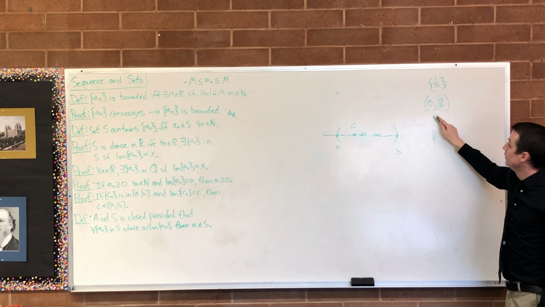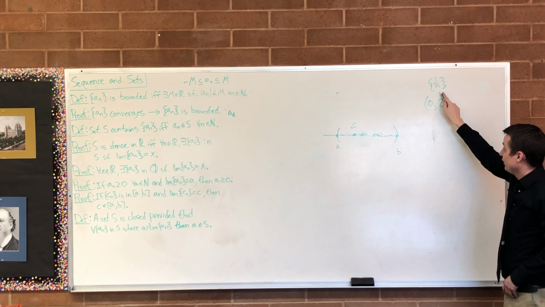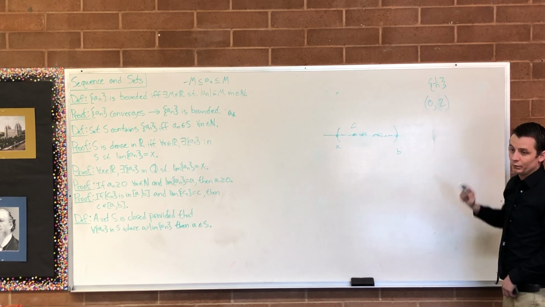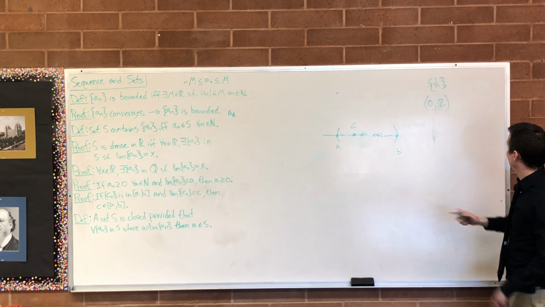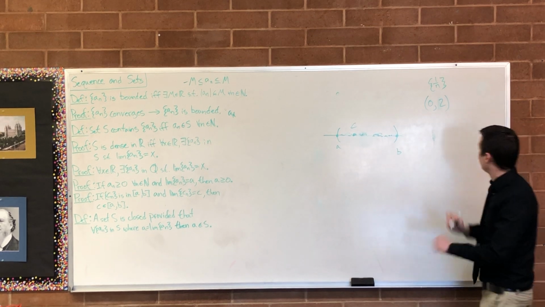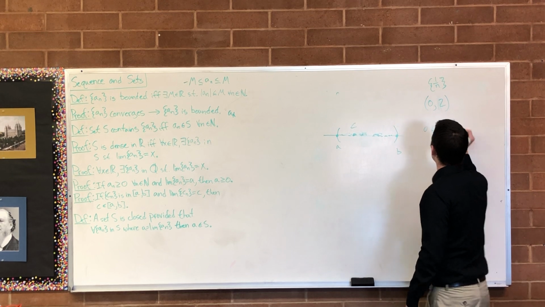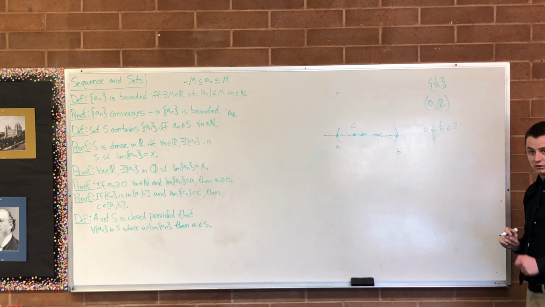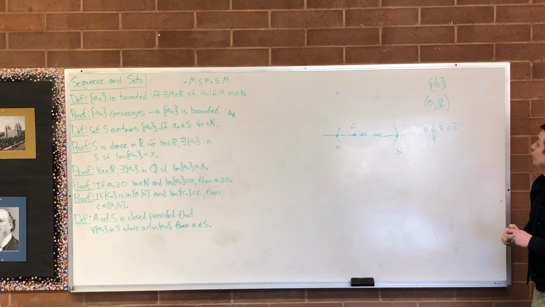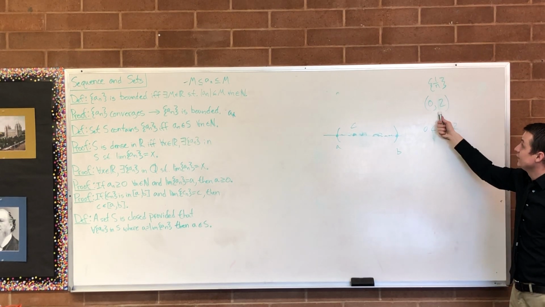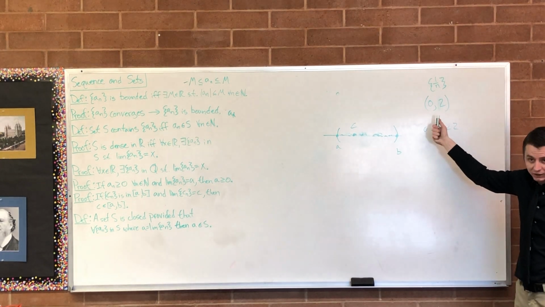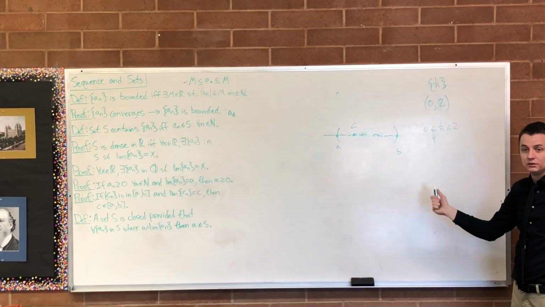But never actually touching either of those. This is never 0. You can't pick an n to get 0. It will always be slightly bigger than 0. This is always positive. So 0 is always less than 1 over n, which is always less than 2. So this sequence is in this set, but it converges to something that's not in the set, namely 0.